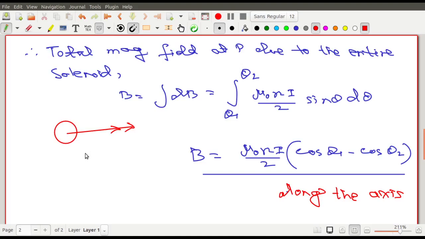And what is the direction of it? If you want to find the direction, it's very simple. Have a look over here. Suppose this is the circular conductor and this is the direction of the current, anti-clockwise sense. So you just fold your right hand in the direction of the arrow. The direction of the thumb gives you the magnetic field.